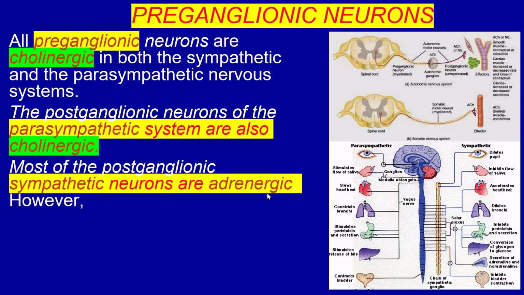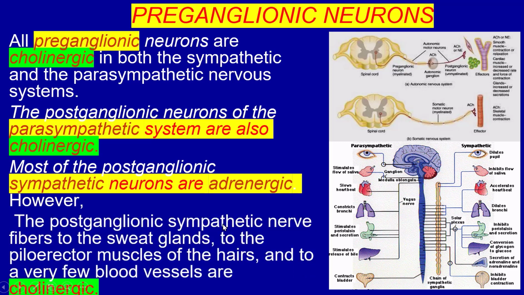Most of the postganglionic sympathetic nerves are adrenergic. However, the postganglionic sympathetic nerve fibers to the sweat glands, to the piloerector muscles of the hair, and to a very few blood vessels are cholinergic. So the sympathetic nervous system has two types of fiber, adrenergic and cholinergic, but the cholinergic fibers are very few in number. The adrenergic nerve endings are overwhelmingly more numerous than the cholinergic nerve endings.